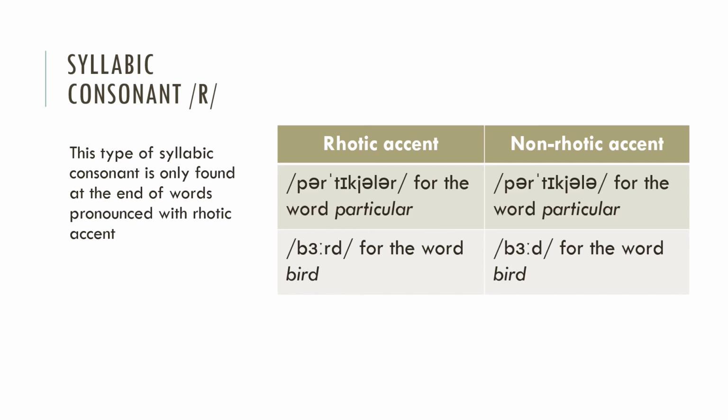Now let's look at the table. The word particular contains syllabic consonant r in rhotic accent, but it doesn't contain the syllabic consonant r in non-rhotic accent, because in non-rhotic accent it is pronounced as particular. The word pert also contains syllabic consonant r in rhotic accent, but not in non-rhotic accent.